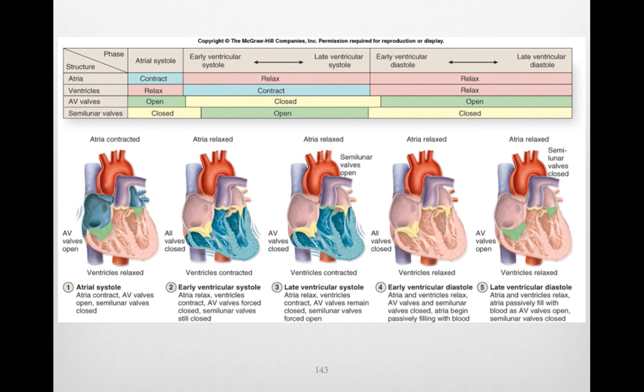Now, we've gone through our ventricular systole, which means we're now into our early and late ventricular diastole. This is the point where both the atria and the ventricles relax. The AV valves and the semilunar valves remain closed. The atria fill passively with blood. And in the late ventricular diastole, the atria and ventricles are still relaxed. The atria are passively filling with blood, and the AV valves open. But again, semilunar valves are still closed. And that brings us back to here.